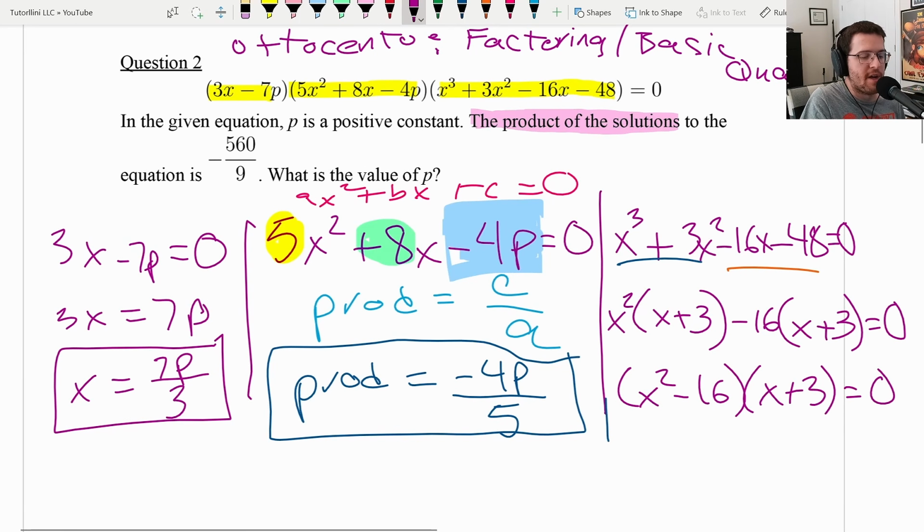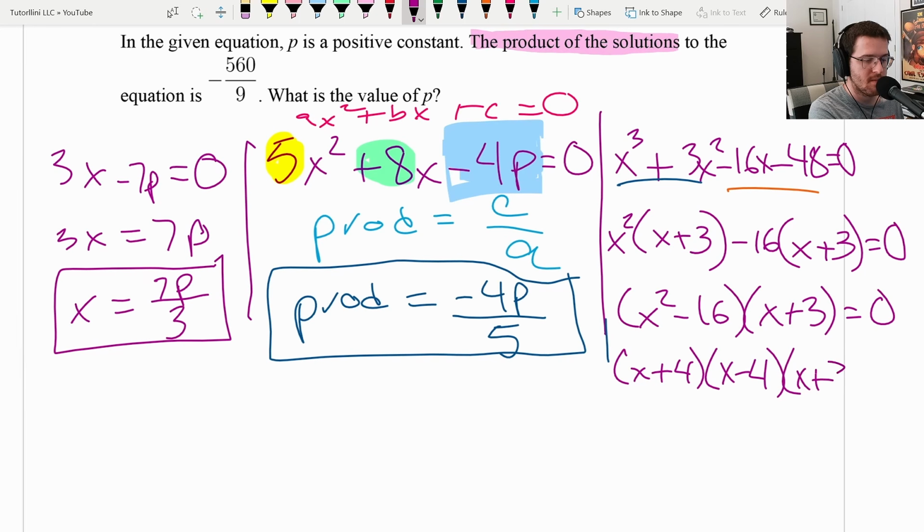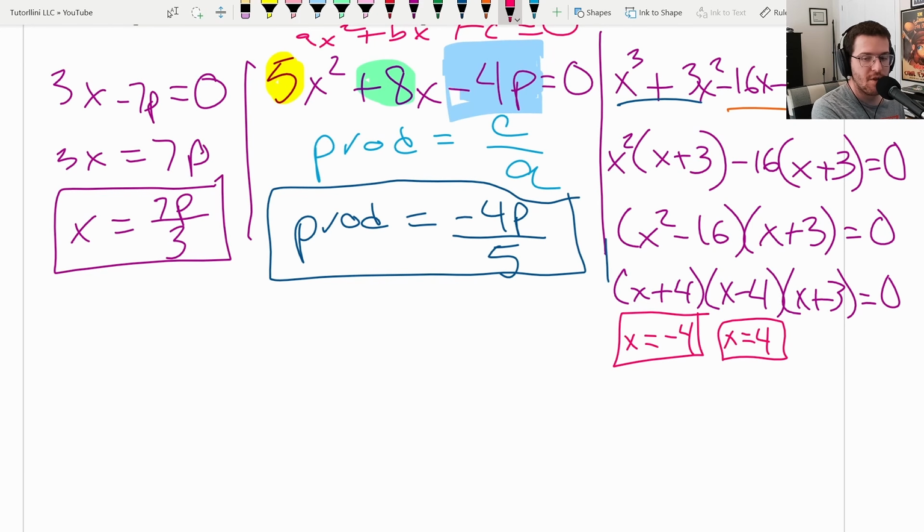We can now factor x squared minus 16 by doing difference of two squares. So that is x plus 4, x minus 4, also covered in my factoring video. All right, so now I've got 3 solutions in this one. You set them all equal to 0, just like we've been doing. It's only one step, so I'm just going to do these in my head. x equals negative 4. That's the first one. Second one, x equals 4. And the third one is x equals negative 3.